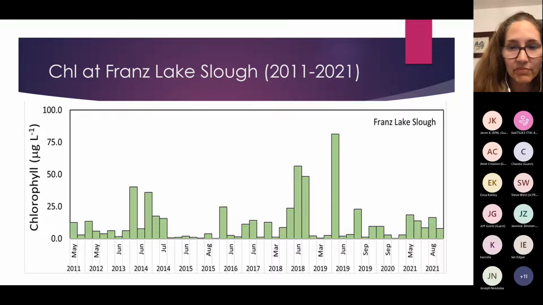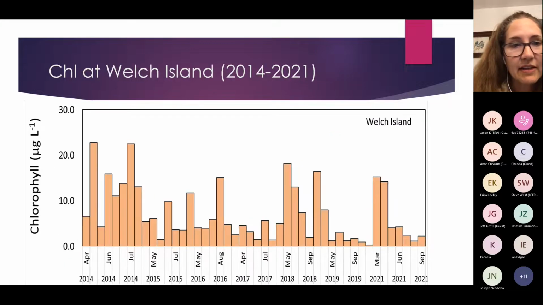Looking at Franz Lake Slough, the y-axis is expanded here, so it actually goes all the way up to 100. There's some very high algal biomass sometimes at Franz Lake Slough, and that happens when the beaver dam separates the exchange flow and things like that. There are some physical processes there that lead to this situation. 2021 was in line with other years at Franz, and then at Welch, we're zooming in. The chlorophyll doesn't tend to get as high, but 2021 again looks like 2018 and 2014, 16. So it's in line with what's normally seen.